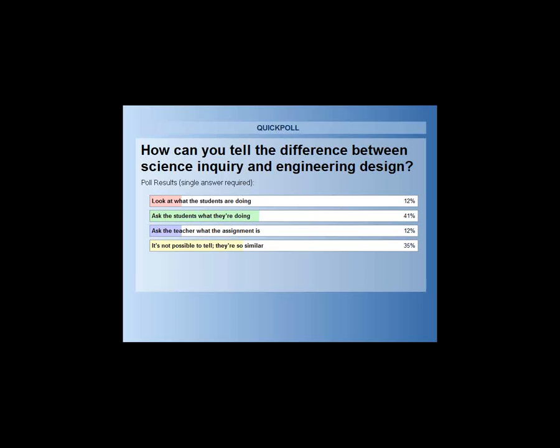Only 12% ask what the assignment is, but 1/3 of you say it's just not possible to tell. They're so similar. So remember what the title is, Untangling Those Two. Let's see if I can persuade some of those 1/3 of you who said it's not possible to tell that it is possible to tell. Next time we see this poll, I want to see if some of those votes might be redistributed. Okay, let's move on, and let's look at the next slide, please.